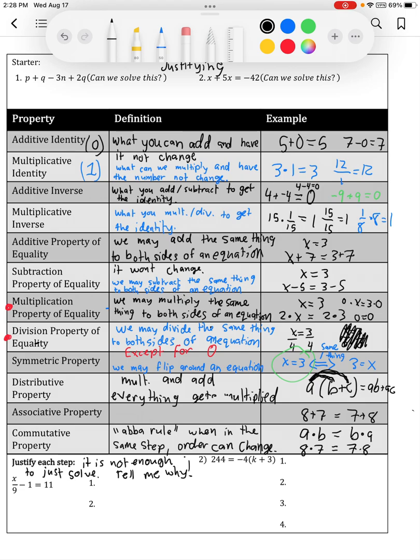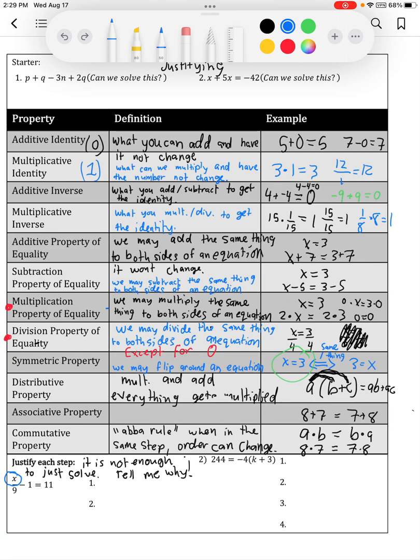So let's go ahead and justify each step. Okay, so we have our equation, x over 9 minus 1 is equal to 11. Now think about yesterday. What was our goal? To get the x all by itself. What is keeping the x from being by itself? Well, the 9 is one thing, and the 1 is one thing. We have to get rid of both of them. Now, according to the associative property, it doesn't matter which order we do this in. However, there's one way that's going to be easier than the others.